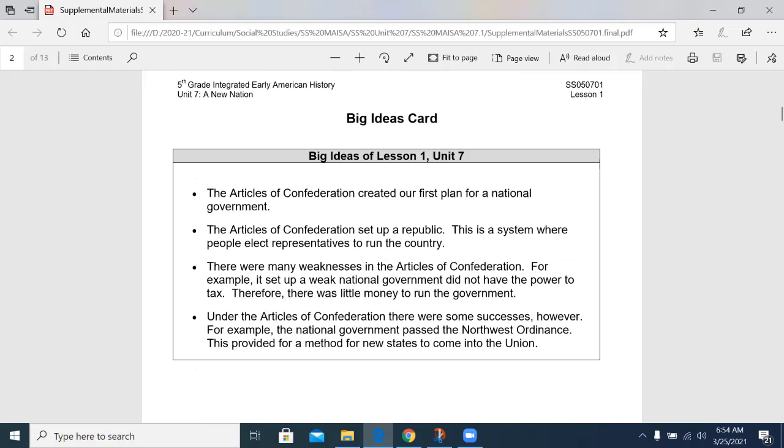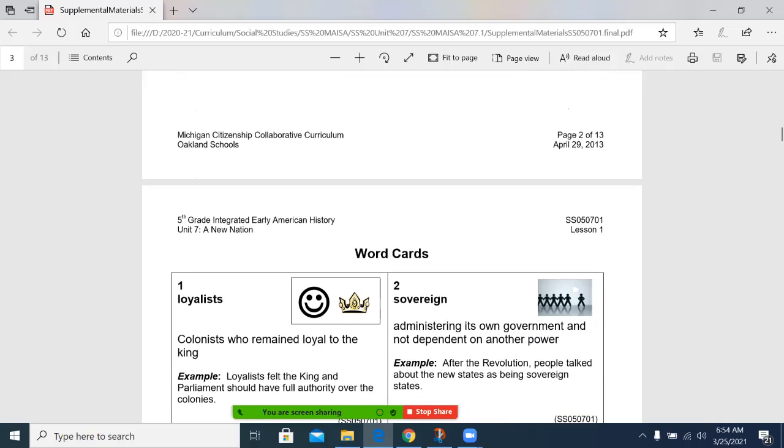Some big ideas. The Articles of Confederation created our first plan for a national government. It set up a republic, and this is a system where people elect representatives to run the country. There were many weaknesses. For example, it set up a weak national government that did not have the power to tax. Therefore, there was little money to run the government. Can you imagine that today? And we'll talk about the Northwest Ordinance at another time.